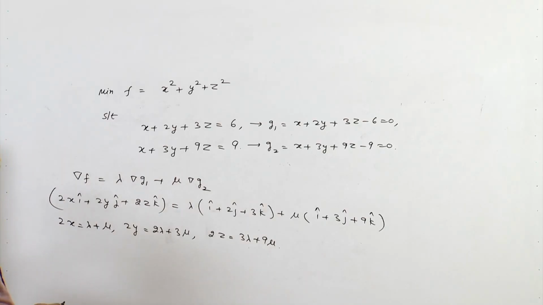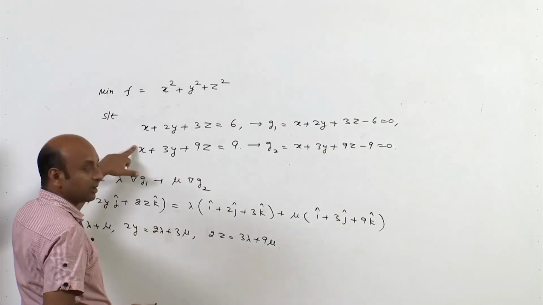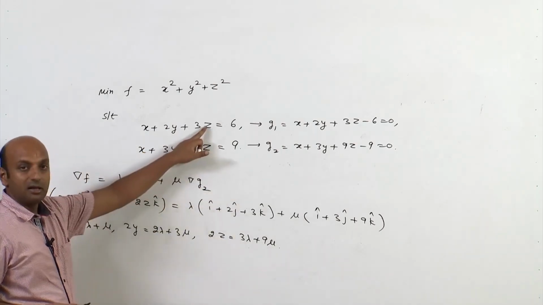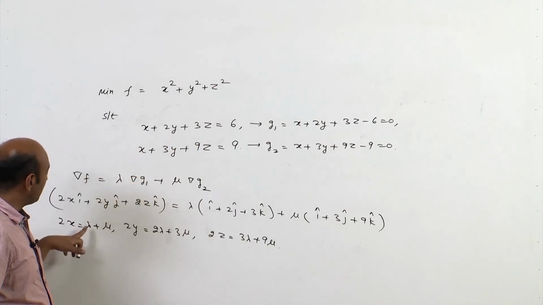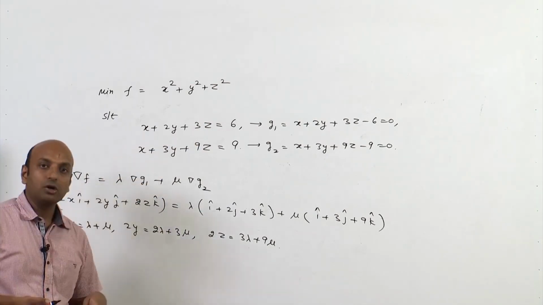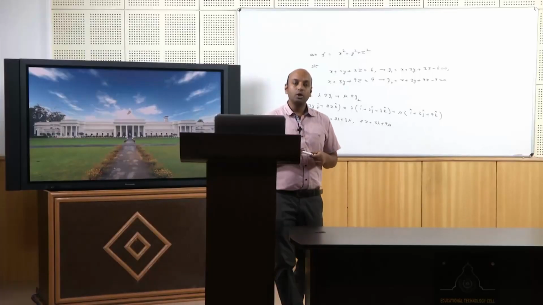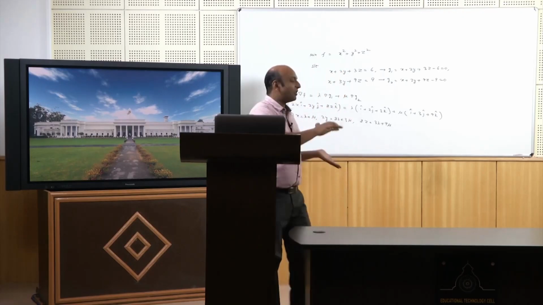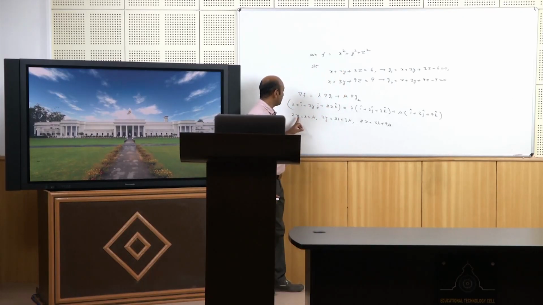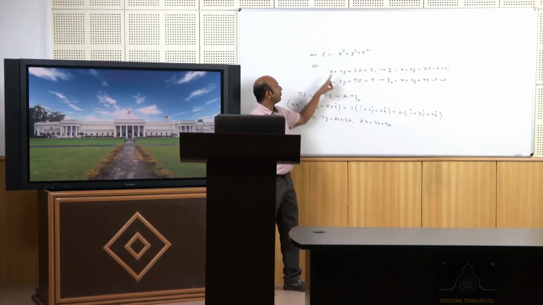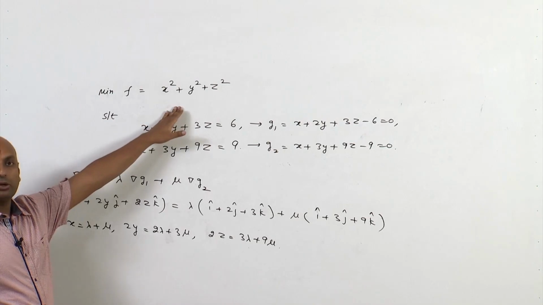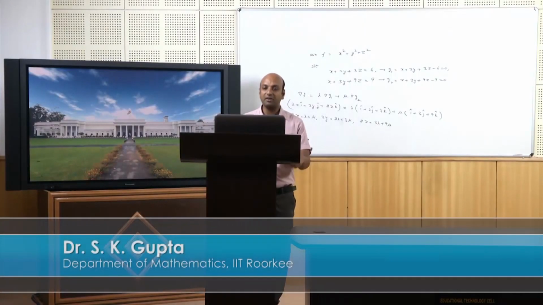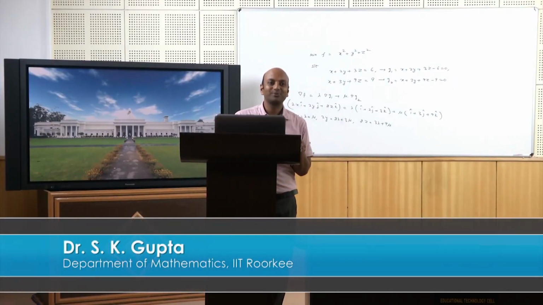Okay. And next, these two conditions must also hold. So you simply substitute x, y and z here, and again here also. You will get two equations in lambda and mu. You solve those two equations and find the values of lambda and mu. When you get the values of lambda and mu, you substitute them here and find the values of x, y and z. That will give the point where f attains the minimum value. So this is how we can solve this type of problem. Similarly, we can solve the second problem also. So, thank you.